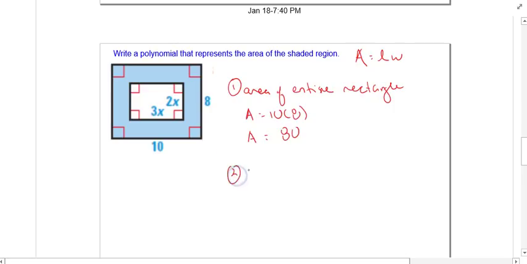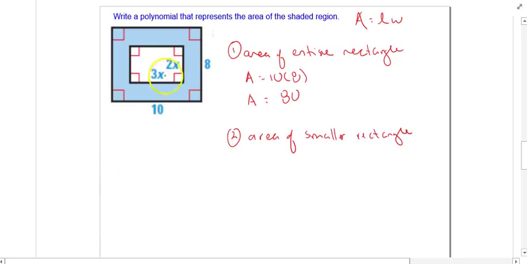Okay, then for number 2, let's find the area of the smaller rectangle. Okay. So area is length times width. My length is 2x, my width is 3x. Let me start over. Area equals 3x times 2x. Well, area equals 3 times 2 is 6, x times x is x squared. Okay, but they only want the shaded region. So we know that everything in blue is 80, and the stuff in white is 6x squared.